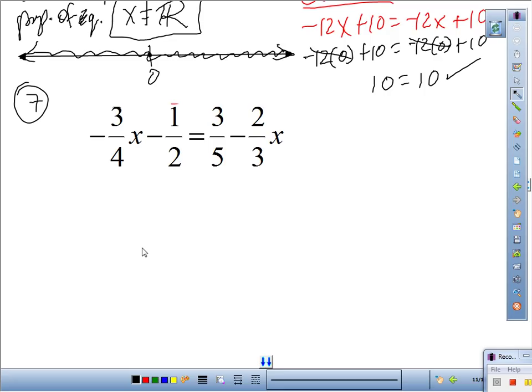Number 7. Here we go. Let's go over this one, because I saw some of you struggling with these. Here we go. We have fractions all over the place. Now, some of you are still wondering how to get the common denominator. Let me show you step by step.